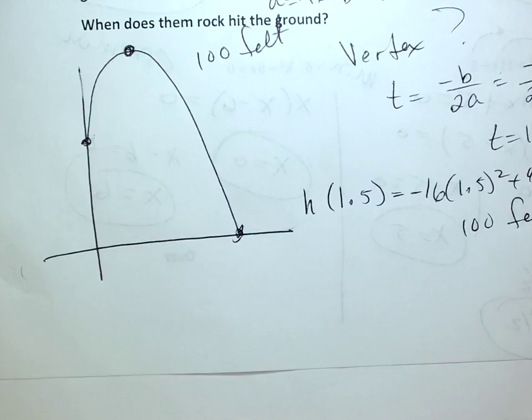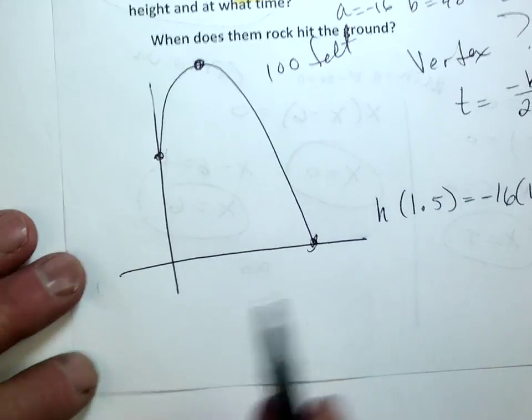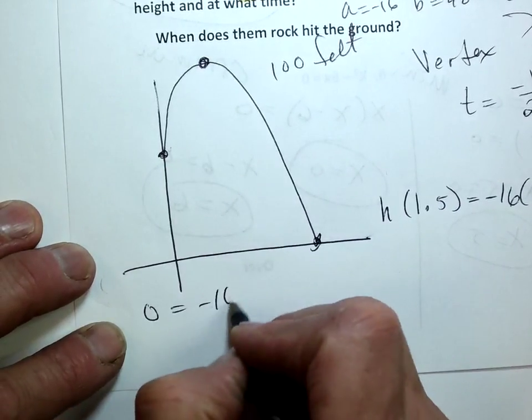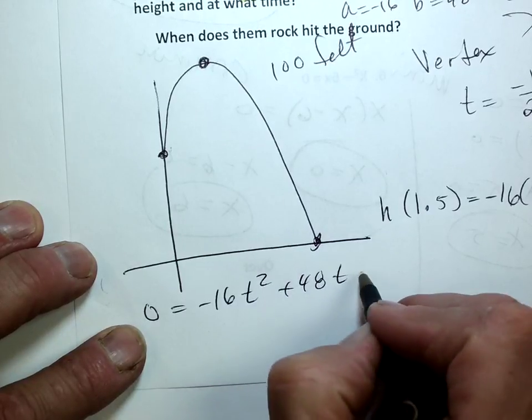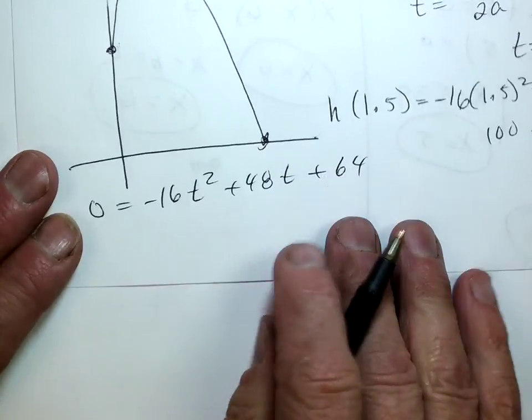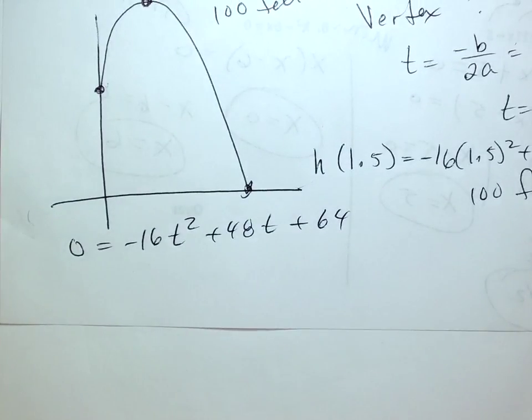Now finally, when does the ball hit the ground? Here comes what we learned today. Easy question. When it's on the ground, what's the height? 0. So let's set it equal to 0. 0 equals negative 16t squared plus 48t plus 64. When it hits the ground, the height is 0.